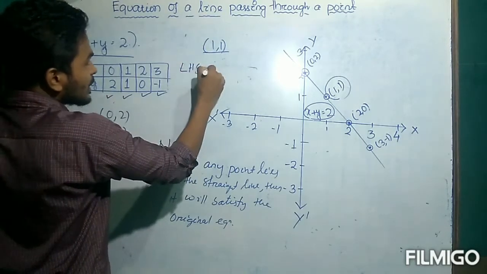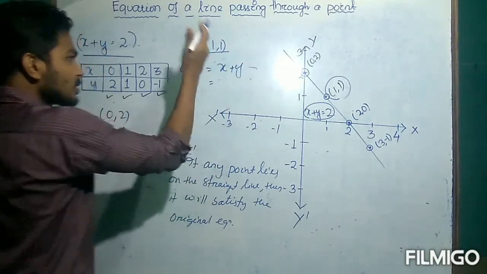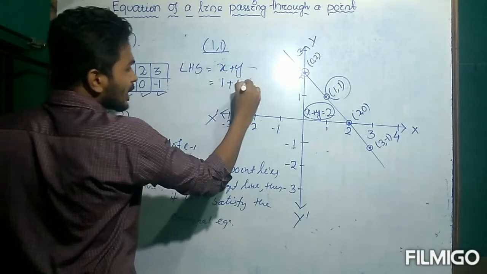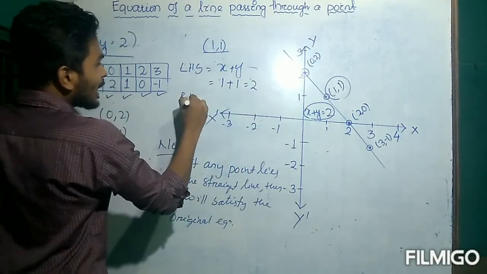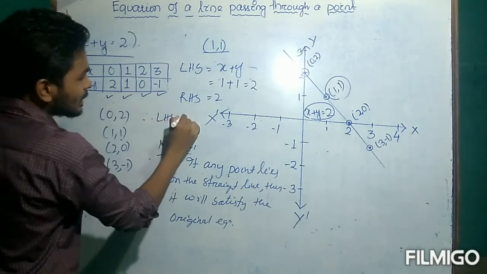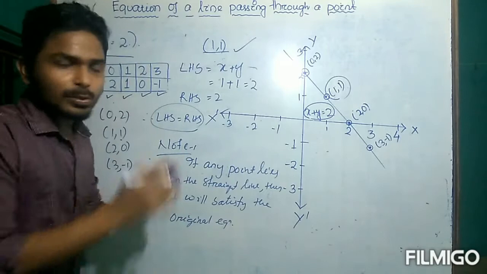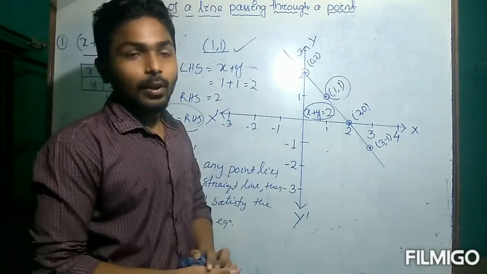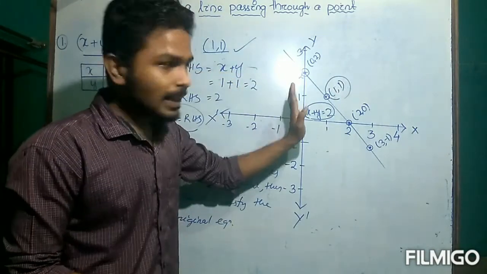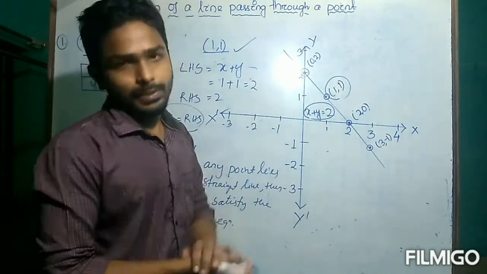So in the original equation, the LHS part is x plus y. Simply substitute the values of x and y here. So you get 1 plus 1, that is 2. And the RHS is also 2. Hence you get LHS is equal to RHS. That means (1, 1) is a solution of the original equation, or you can say (1, 1) satisfies the equation. Now it is proved that every point on this line will satisfy the equation.